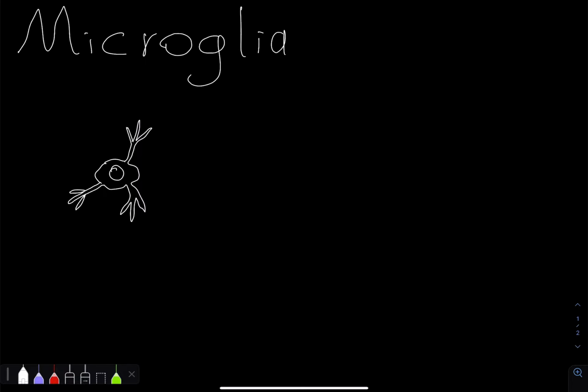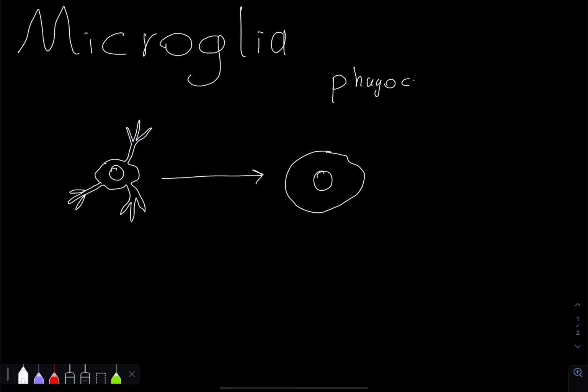And then when they are activated, they lose those branches and they become a cell like this. Now, microglia are the major immune cells of the brain. They would protect the brain from invading microorganisms, and they're also important for cleaning up debris. They're phagocytes, meaning that they engulf other things.